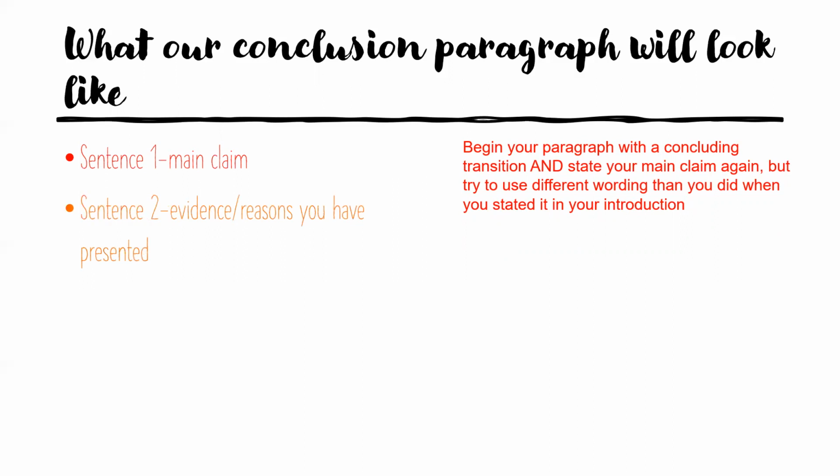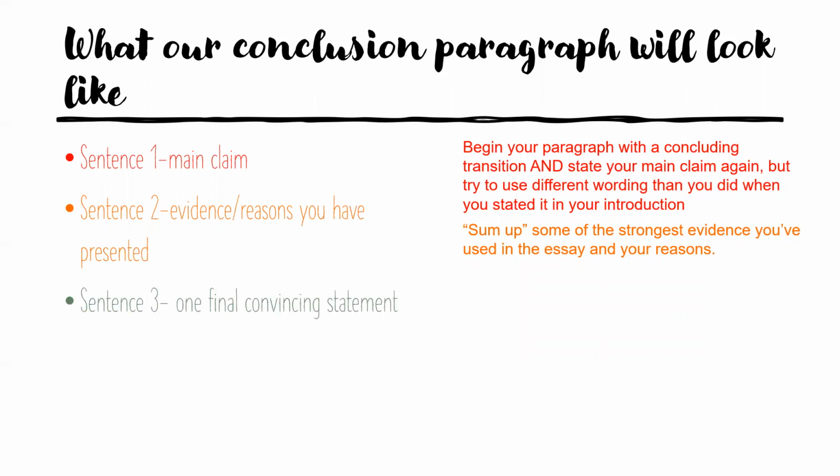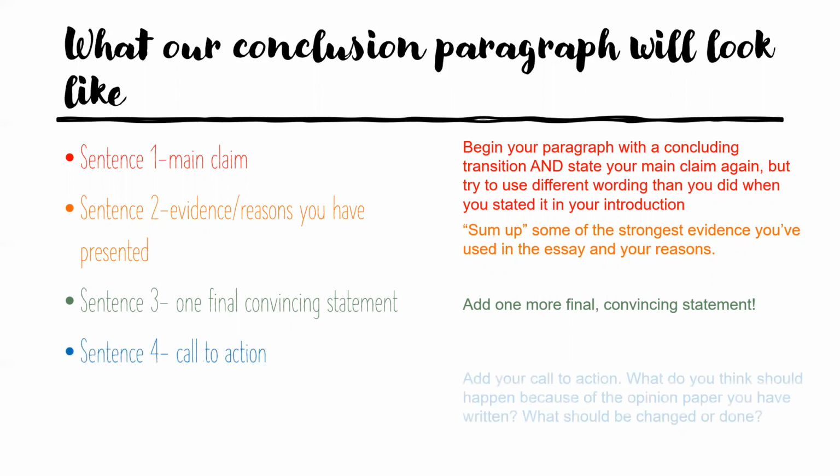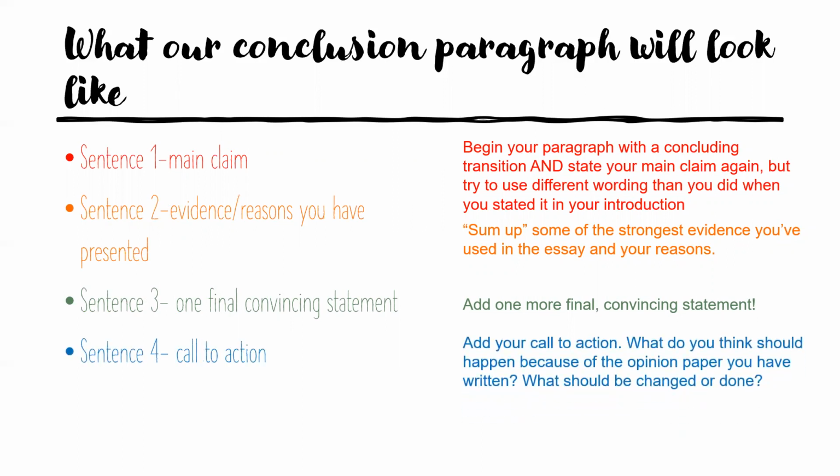Our sentence 2 is going to be our evidence and reasons that we have presented. So we're going to sum up some of our strongest evidence we've used in our essay and go over our reasons again. Sentence 3 is going to be one final convincing statement. Add one more final convincing statement. And sentence 4, my favorite one, is our call to action. We're going to add a call to action.